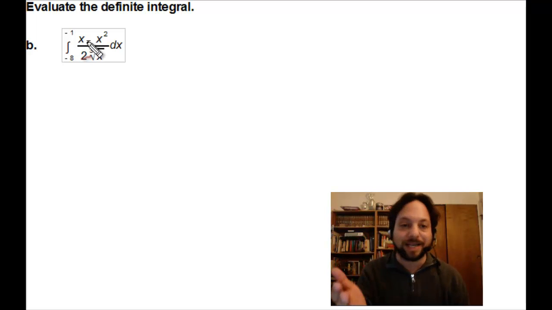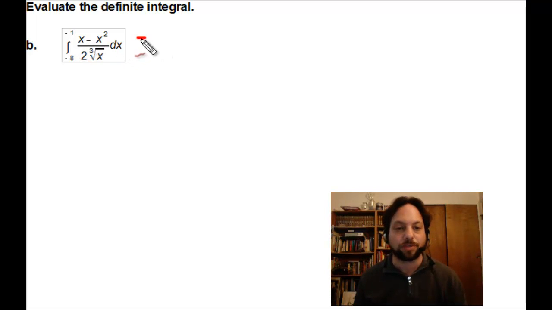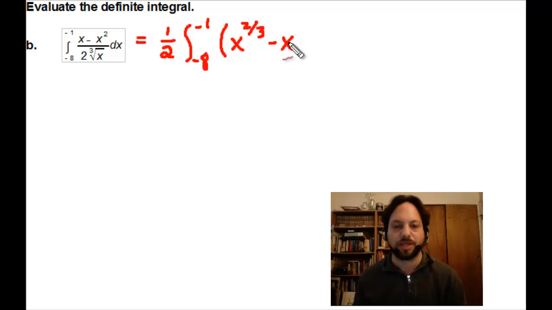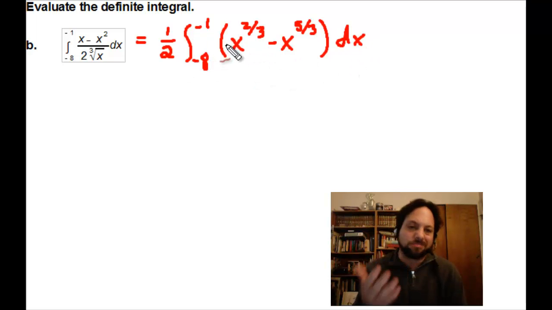Now, to be honest, I'm not going to integrate it as we see it here. I'm actually going to play around with it a little bit. I notice that there's a 2 on the bottom. That's a scalar multiplier. I'm going to pull that out as 1/2. And furthermore, I'm not going to leave the inside the way it is. I'm going to simplify it a little bit, make it easier for me to work with. x minus x squared over the cube root of x. Well, we can rewrite that. This is actually going to be x to the 2/3 minus x to the 5/3. And if you play around with it a little, you'll see where I got that from. Nothing bad to deal with, just kind of ugly.